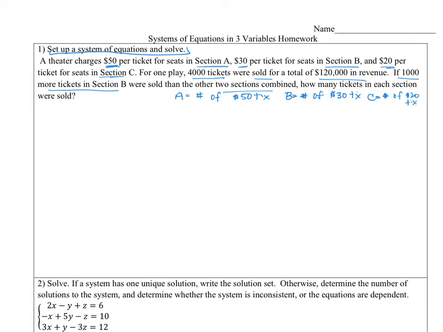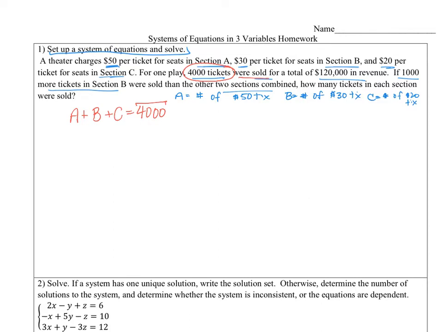So the first thing that is going to help me out, I need to look at for some totals here. It says 4,000 tickets were sold on one night. So the number of $50 tickets plus the number of $30 tickets plus the number of $20 tickets should equal 4,000. Notice I didn't put any dollar amounts in here because 4,000 is the actual physical number of things, which is what our A, B, and C represent.